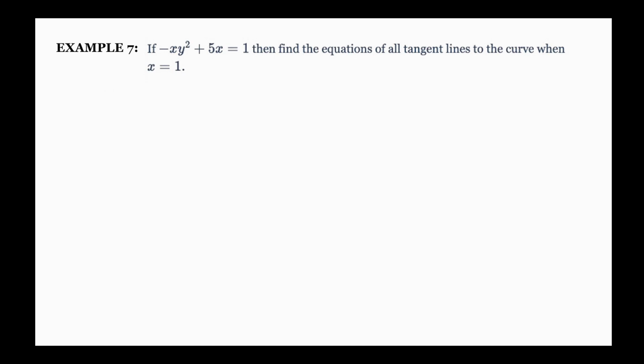So for the implicit equation, they want us to find the equations of all tangent lines to the curve when x equals 1. We've seen that before many times. Tangent lines. So if it's a tangent line, what do we got to do? Slope, which is how do we do that? Before we do that, we got to find the derivative. So first thing we got to do is find the derivative. Okay, so we're going to find the derivative of the function.